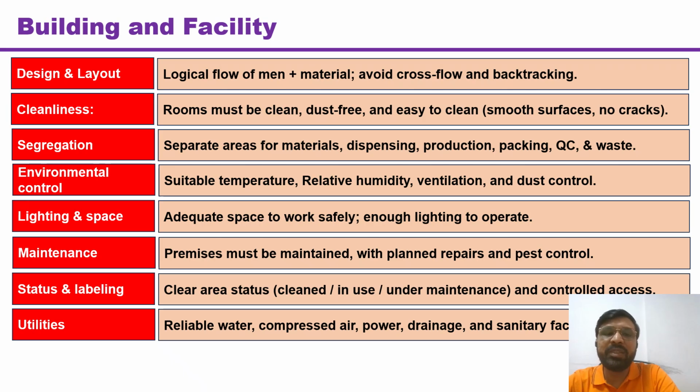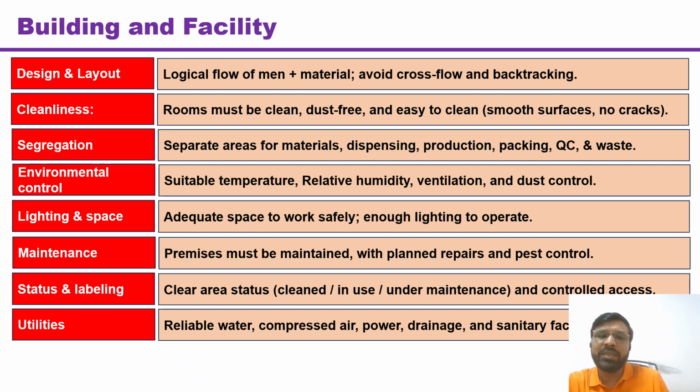The first factor is design and layout. Logical flow of man and material, avoid cross flow and backtracking. Means if we are maintaining the proper logical flow, suppose uniflow, the product will not come back in the system, so that we can avoid cross contamination. Men should have a separate entry, and material should have a separate entry. If a separate entry is maintained for men, they can do their gowning in that area, and material should be passed through the material entry.